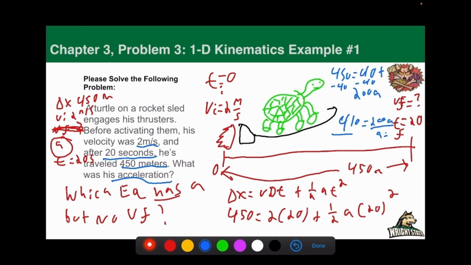Divide both sides of this by 200 to get a by itself. We end up getting a equals a little over 2 meters per second squared. 410 divided by 200 is going to be 2.05. So that's how we solve a problem like that.